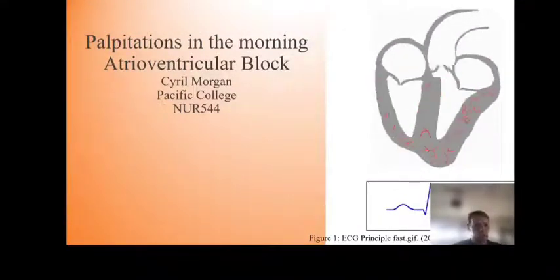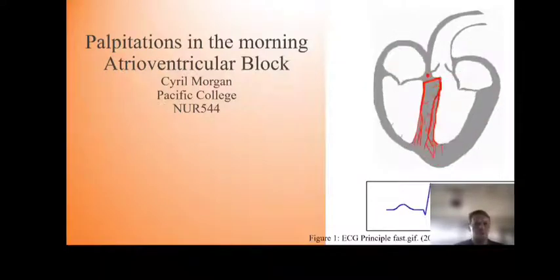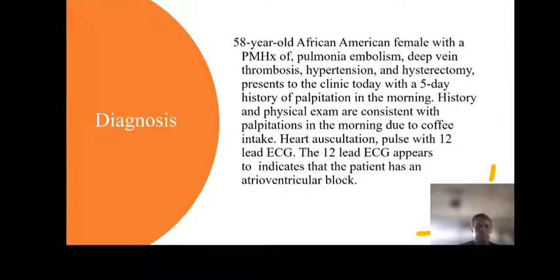I am going to present a case regarding atrioventricular block. A patient was complaining of palpitations in the morning after drinking. Diagnosis: a 58-year-old African-American female with a past medical history of pulmonary embolism, deep vein thrombosis, and hypertension. She had a hysterectomy, and presented in the clinic with a 5-day history of palpitations in the morning. The history and physical examination, plus a 12-lead ECG, appeared to indicate that the patient had atrioventricular block.